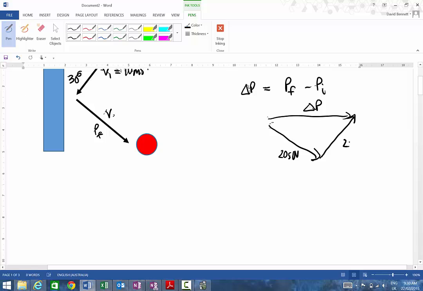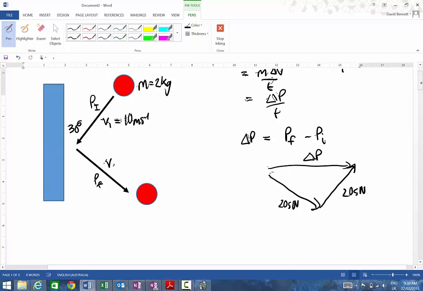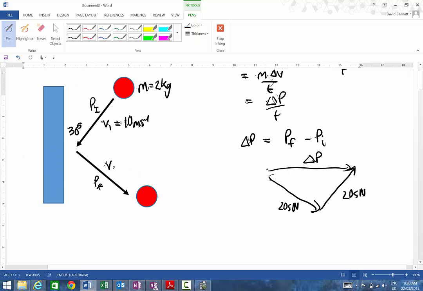And it's going to be 20 kg m/s because it's going to be identical. We're going to assume that's 30 degrees to the wall, which makes that angle 60 degrees. We can either split this triangle up like that and work out half of that triangle using trigonometry. If we do that, we can work out our change of momentum is going to be double that particular side.